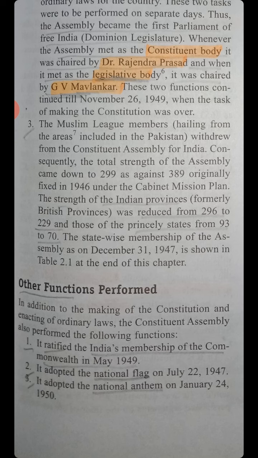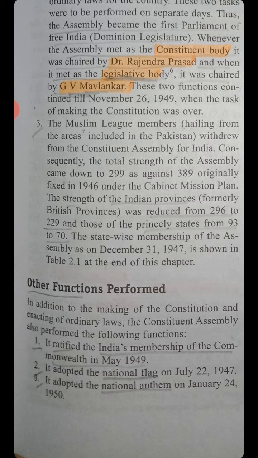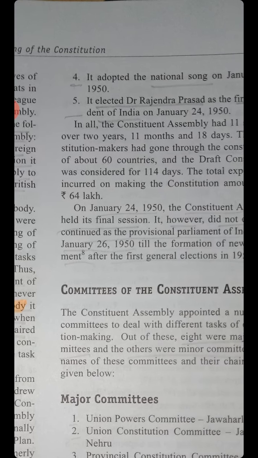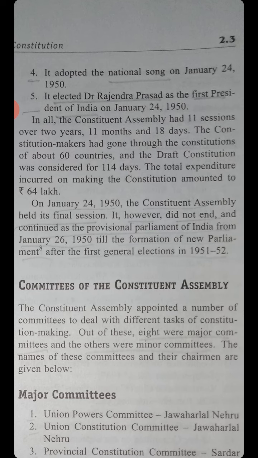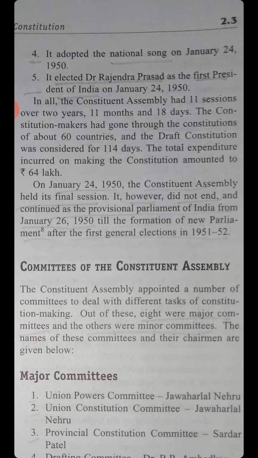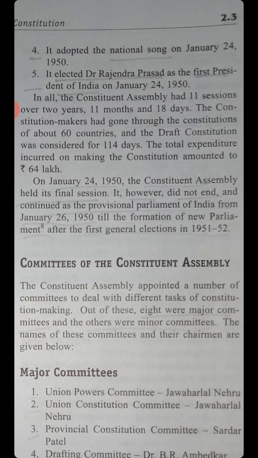Other functions performed. In addition to the making of the constitution and enacting of ordinary laws, the Constituent Assembly also performed the following functions. It ratified the India's membership of the Commonwealth in May 1949. It adopted the national flag on July 22, 1947, that is before the independence. It adopted the national anthem on January 24, 1950. It adopted the national song on January 24, 1950. It elected Rajendra Prasad as the first president of India on January 24, 1950.